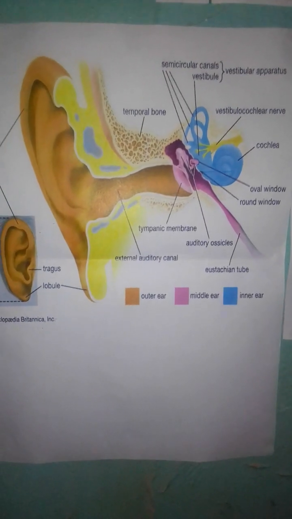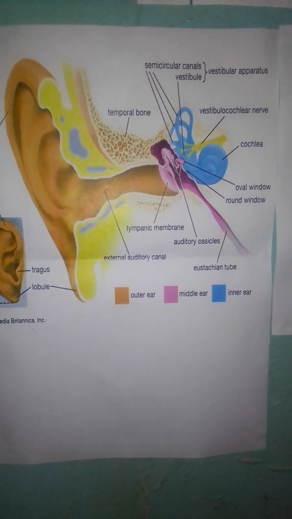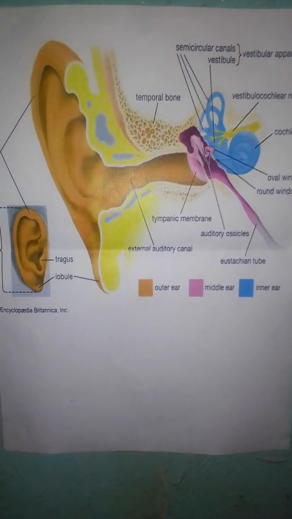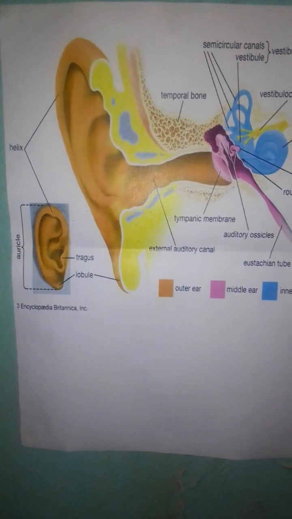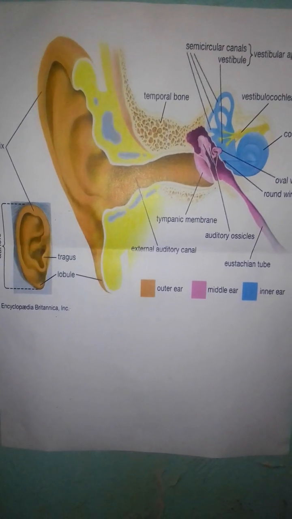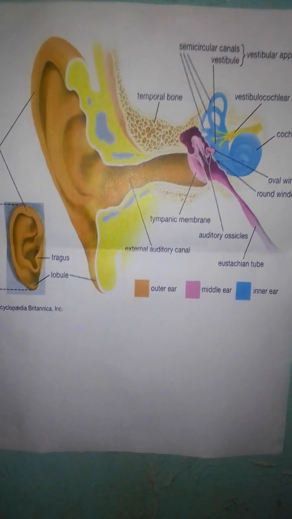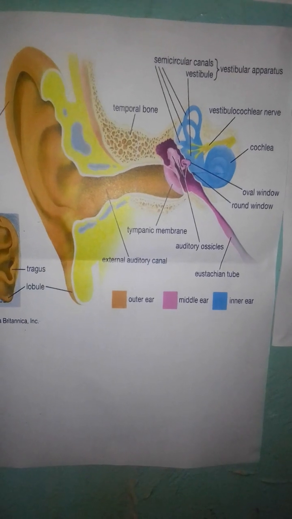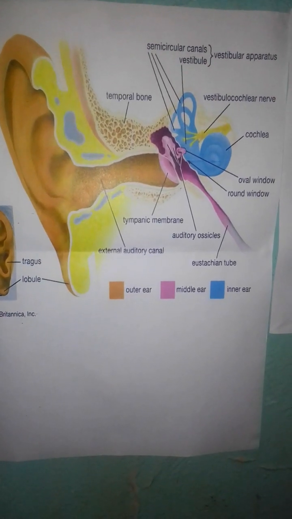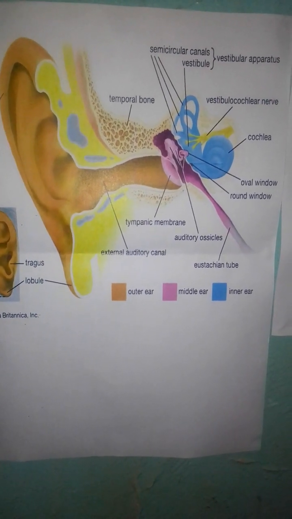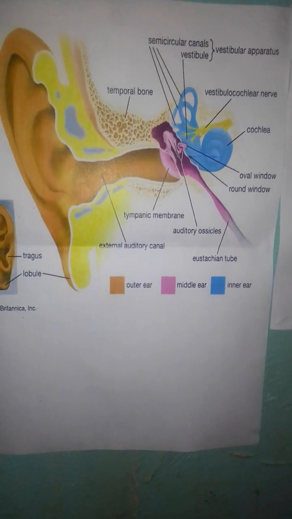Today we are discussing the physiology of hearing, but before we go to the physiology of hearing, let us look at the structure of an ear. So this is an ear. It's showing the auricle there, and the lobe down there. There's also a tragus. So the ear has three regions: the outer ear, which is in brown, the middle ear in pink or purple, and the inner ear in blue.